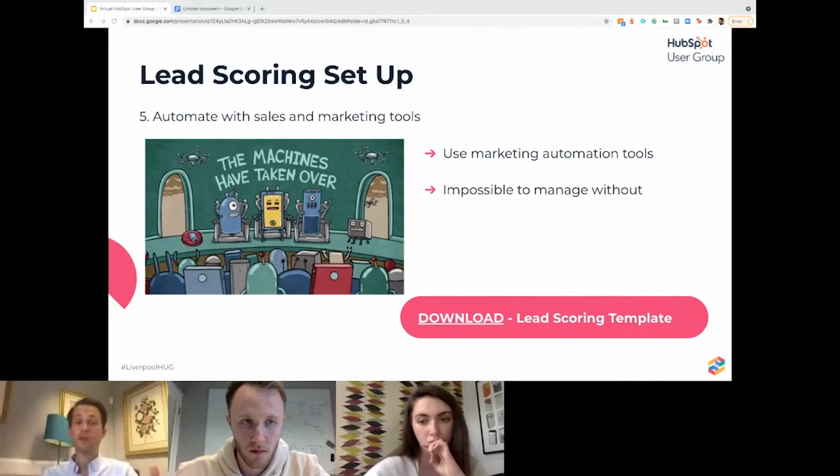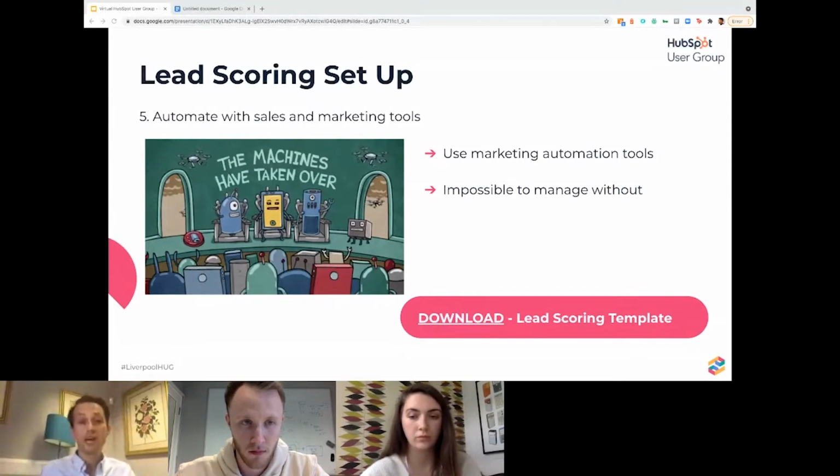Luckily, you should all be HubSpot users. You should all have the capabilities to utilize the automation tools inside the system to handle that lead scoring process for you.